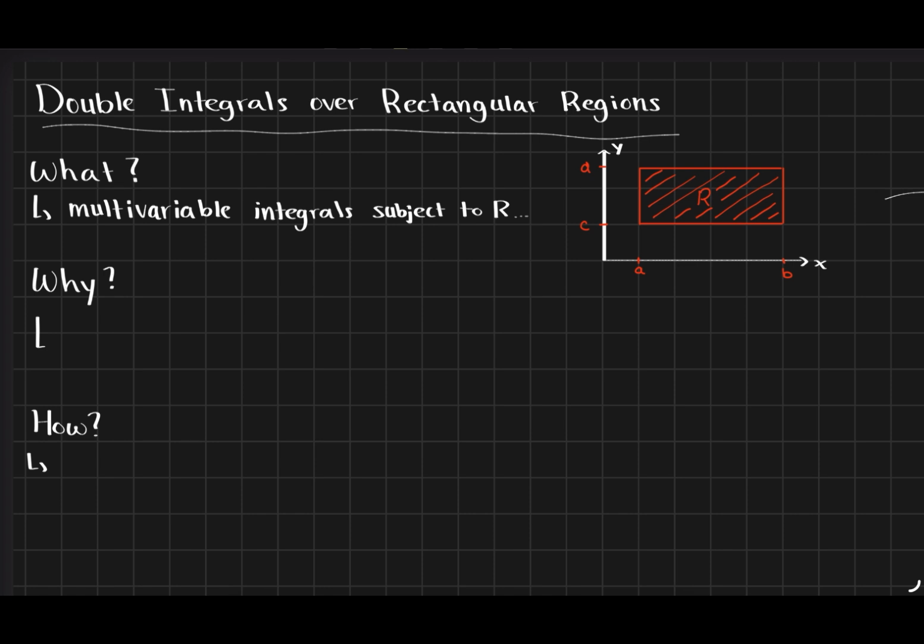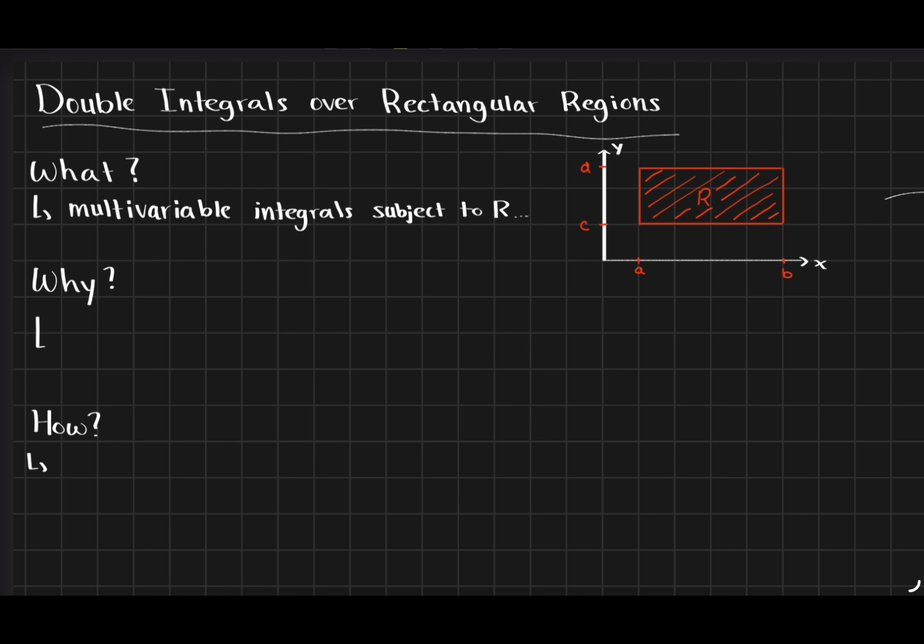Let's go ahead and talk about the rectangular region aspect of this. What is a rectangle one-dimensionally? It's some kind of shape that is constrained by some x values a and b, and similarly, it is constrained by c and d in the y direction. That's what our rectangle looks like.